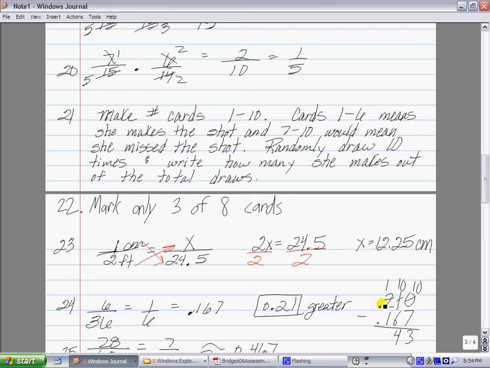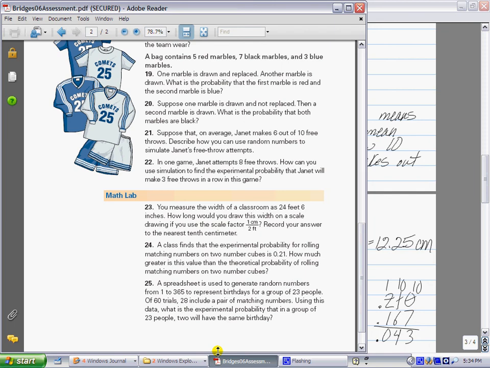And the last number, 25. A spreadsheet is used to generate random numbers from 1 to 365 to represent birthdays for a group of 23 people. Of 60 trials, 28 include a pair of matching numbers. Using this data, what is the experimental probability that in a group of 23 people, 2 will have the same birthday?